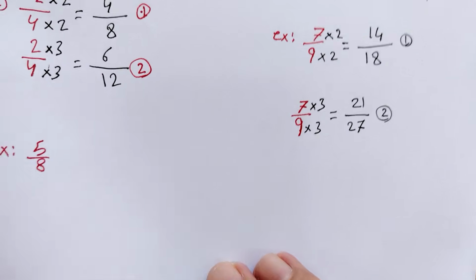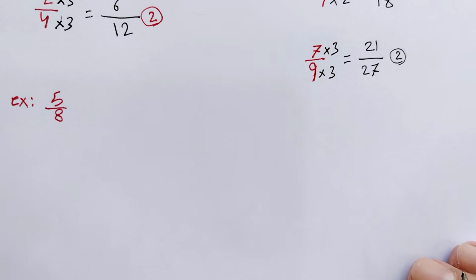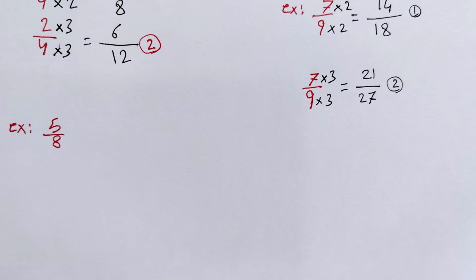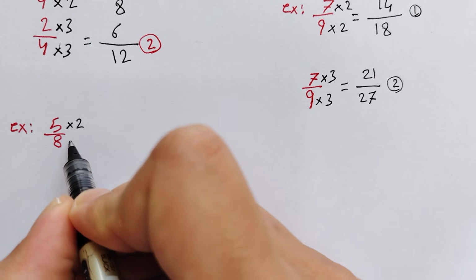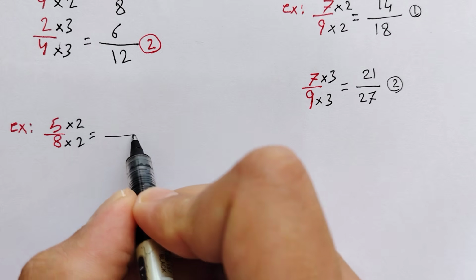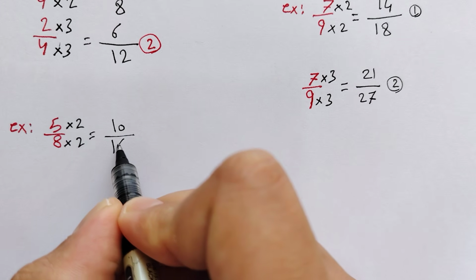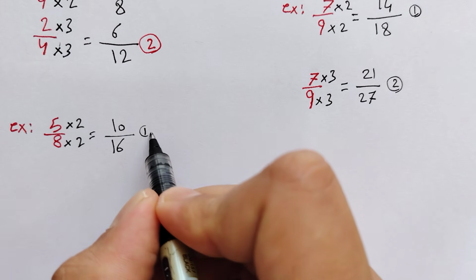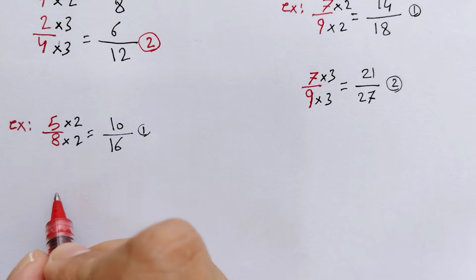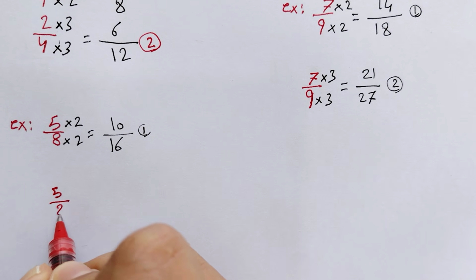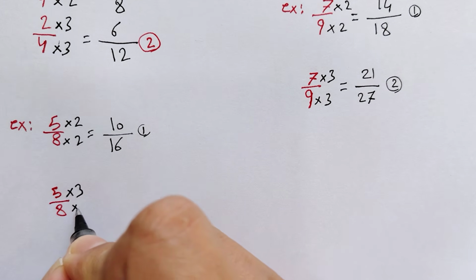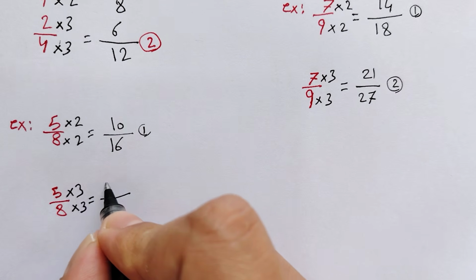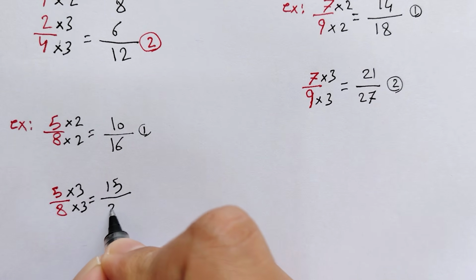Okay, I want you to try to do that one yourself. Write 2 equivalent fractions for 5 over 8. I'm going to start solving it. First we multiply it by 2, which will be 10 over 16. This is the first one. Then for the second one, we will write the fraction again, 5 over 8. This time we will multiply it by 3, which will be 15 over, 8 times 3 is 24.